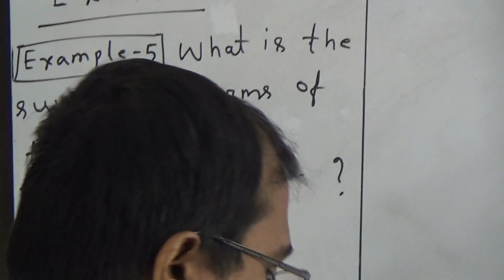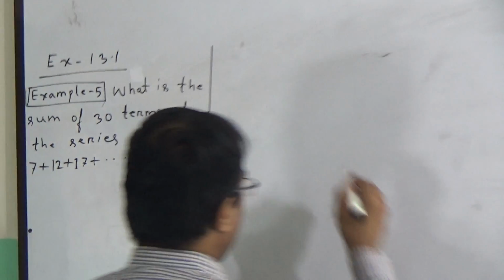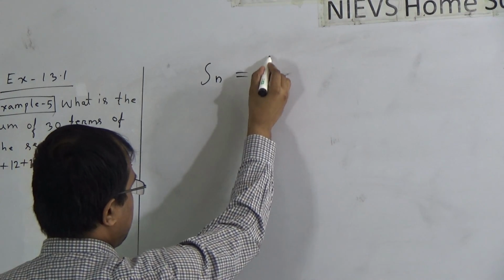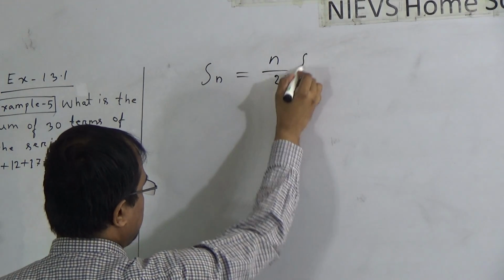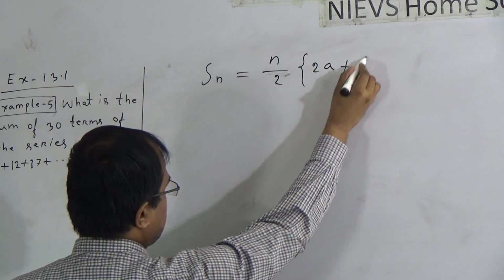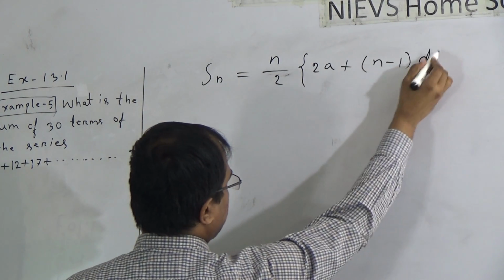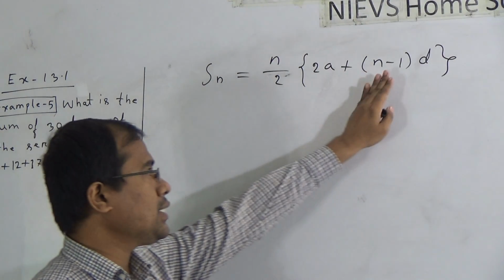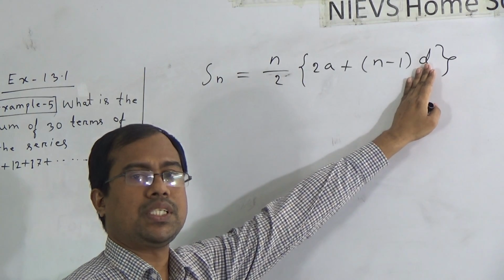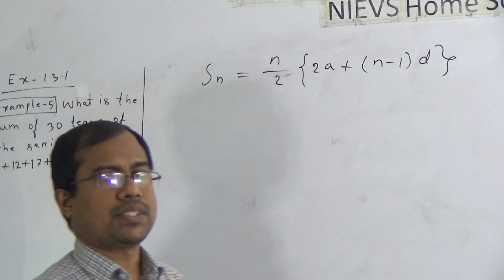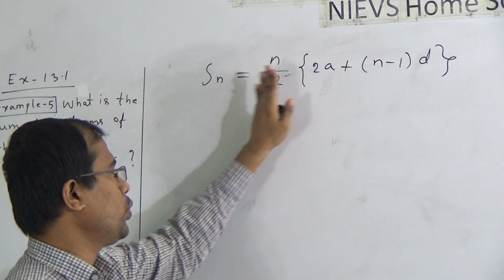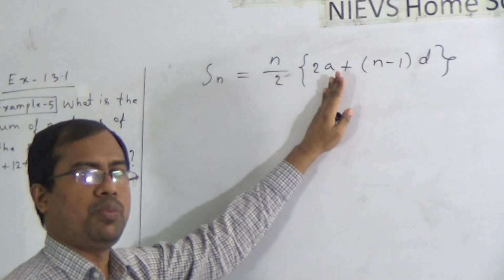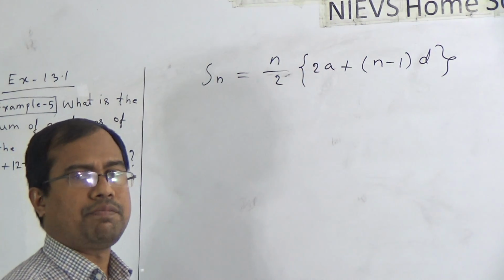For finding out the sum of the series, we will use this formula: Sn equals n by 2 into 2a plus n minus 1 into d. Here a is the first term of the series, n is the number of terms, and d is the common difference. Dear students, at first we will prove the formula. Then using this formula we will solve this example 5.